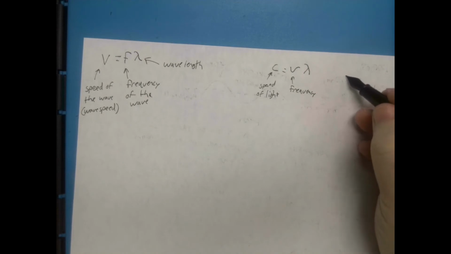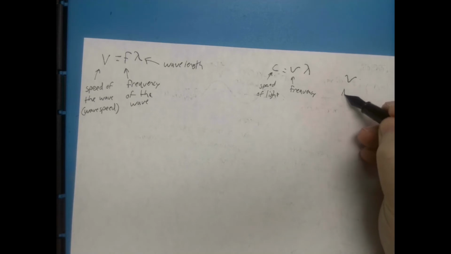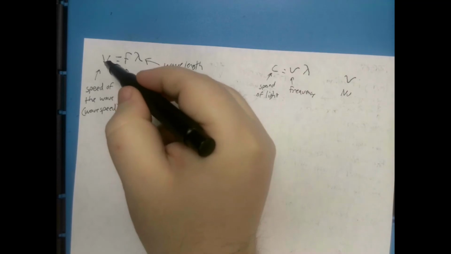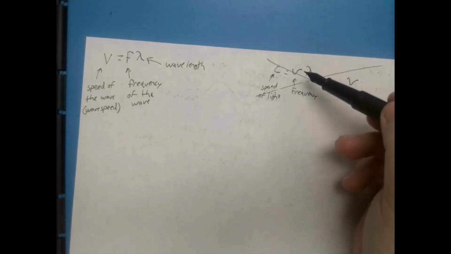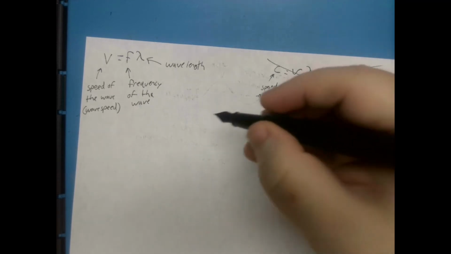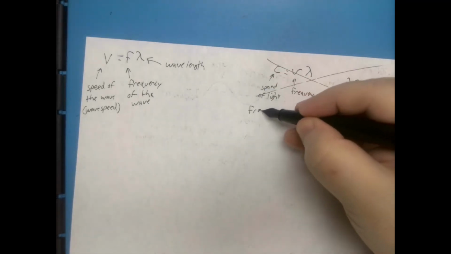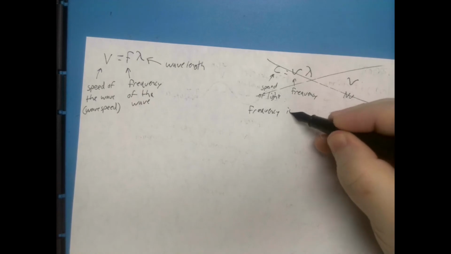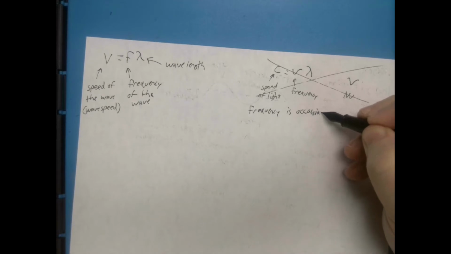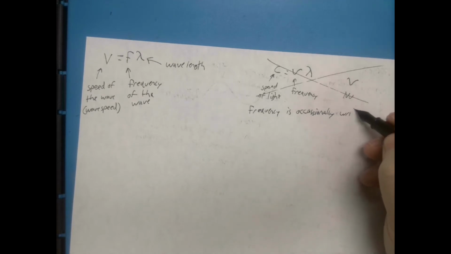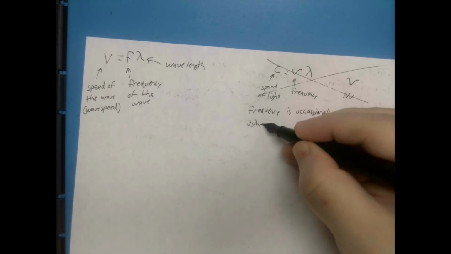Let's see if I can draw this better. So it's the Greek letter nu. It looks like a V, which really confuses it because that's what we use velocity for. So if you get help online, you'll occasionally see frequency, you can write this down. Frequency is occasionally written using the Greek variable nu.